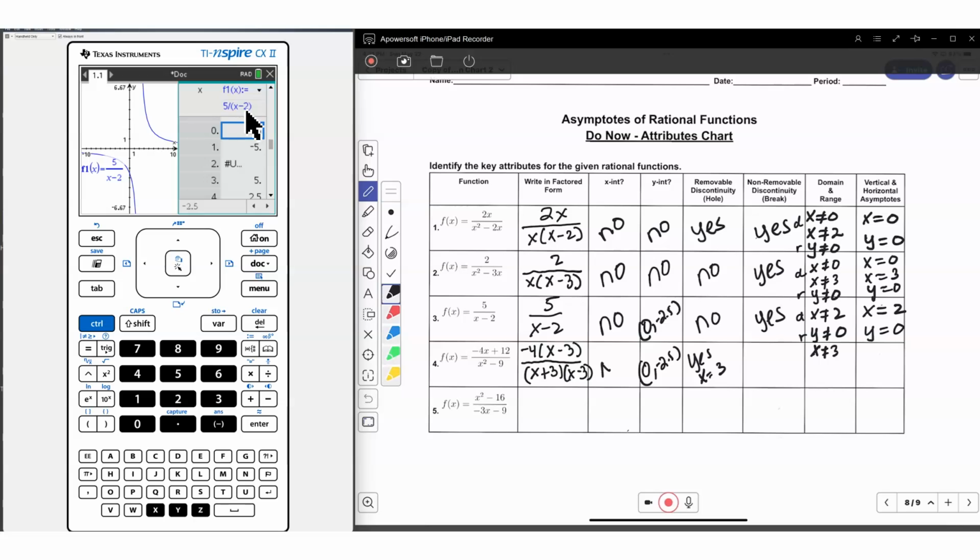X-intercept, that would be none. There is a break. And the domain are all numbers except for 3. All numbers except for negative 3, that's your domain. Your range, all numbers except for 0. Your vertical asymptote is x equals 3. No, negative 3.